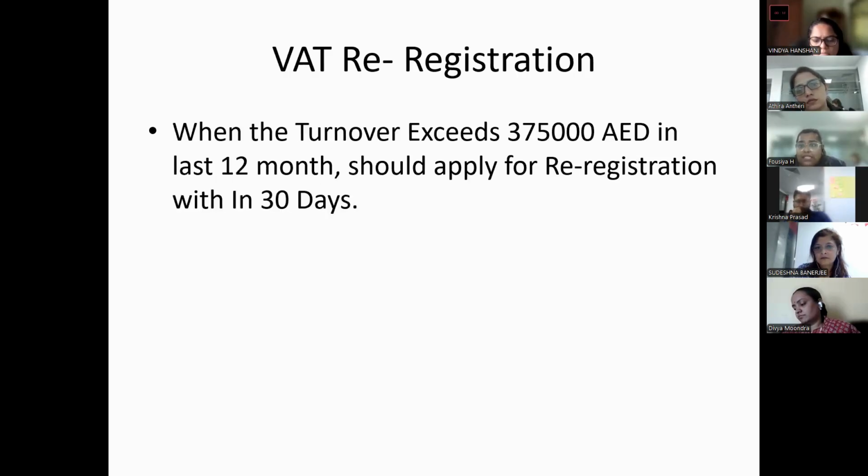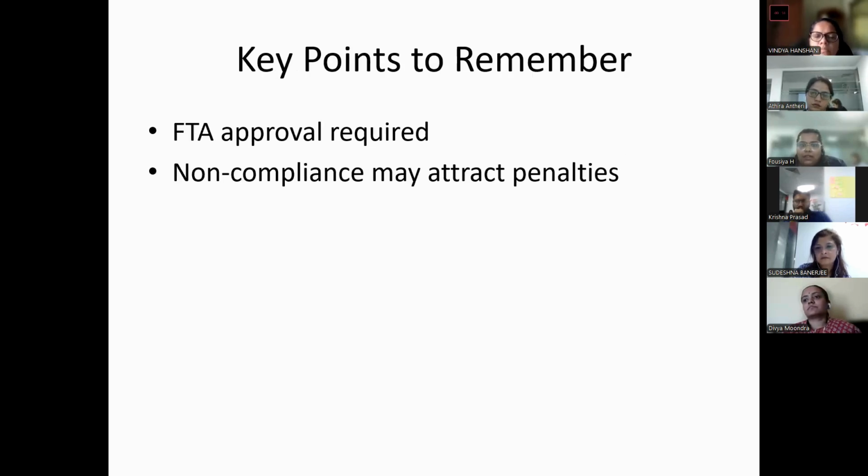And VAT re-registration: where a company was deregistered and again their turnover goes above the limit, the company has to go for re-registration again. This is voluntary, not compulsory, and has to be done within 30 days. This is the normal thing. And it is not compulsory that we'll get the same TRN. We'll be awarded a new and separate TRN, not the earlier TRN. So this is the briefing of all the things.